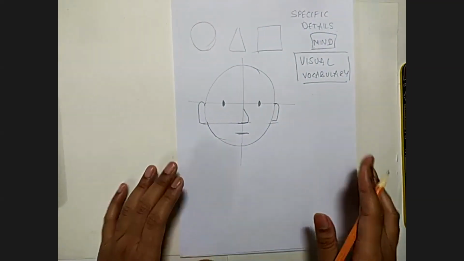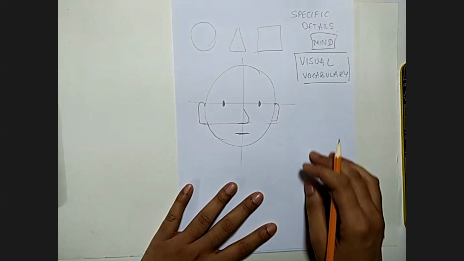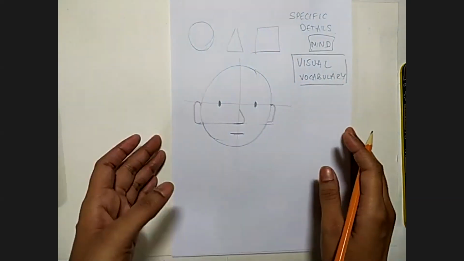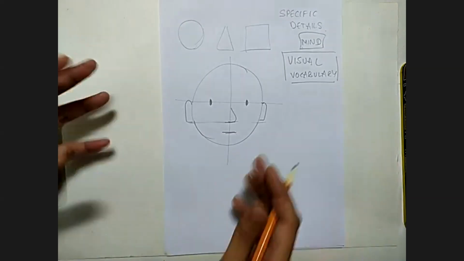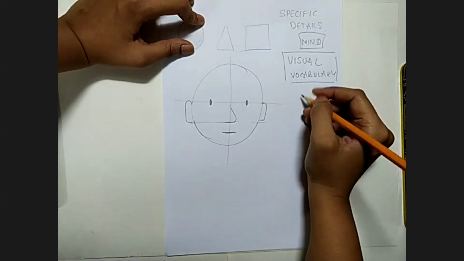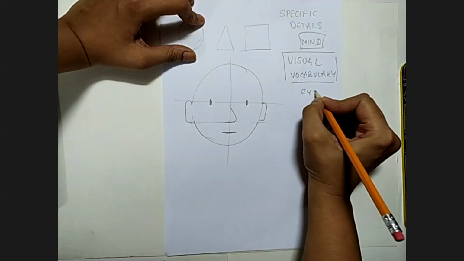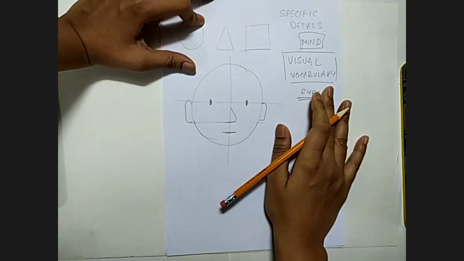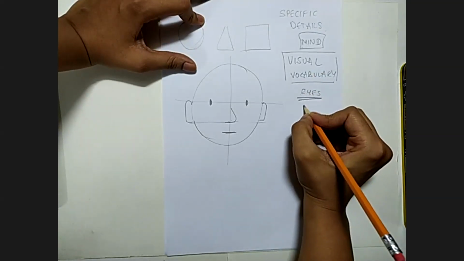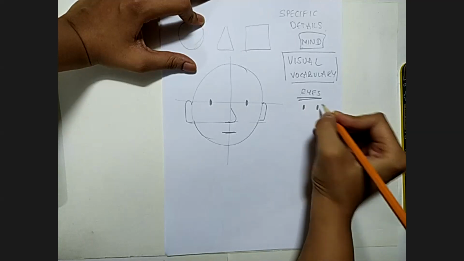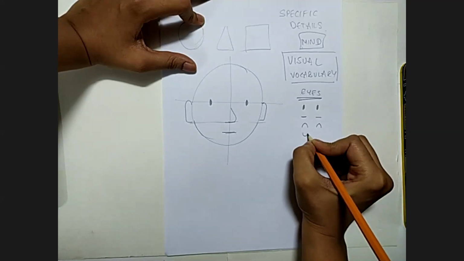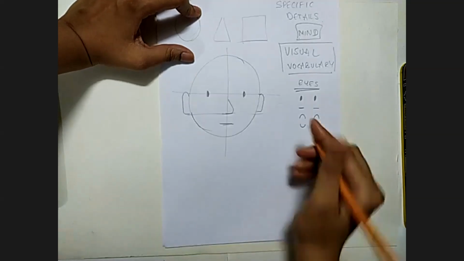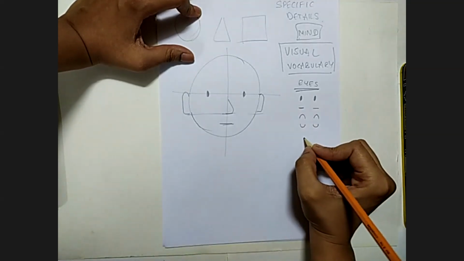I'm going to give you a cheat sheet of a lot of different kinds of permutations and combinations, and then I'll teach you how to make something expressive. So here are a few examples of eyes. All you require is basic shapes. Your eyes can be dots or ovals. They can be lines like this. They can be curves. And then your nose.